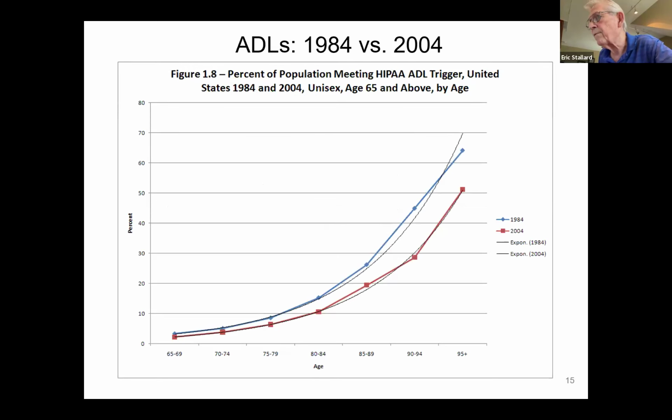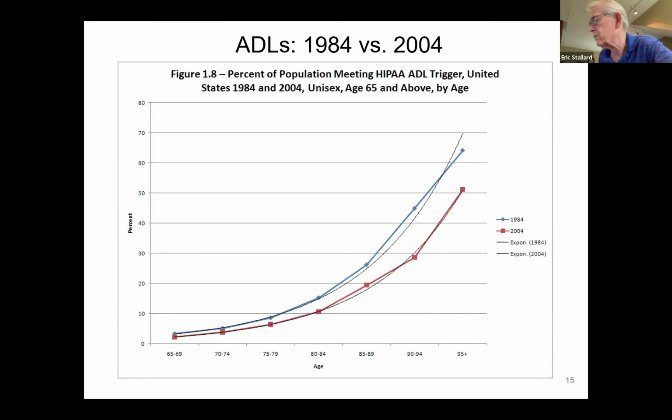This is a graph. The blue is 1984, and the red is 2004. And this is by age from 65 to 95 and older. No matter how you look at this, you would have to come to the conclusion that blue is higher than red. And that's the decline per year. You're looking at the 1.7% per year decline.